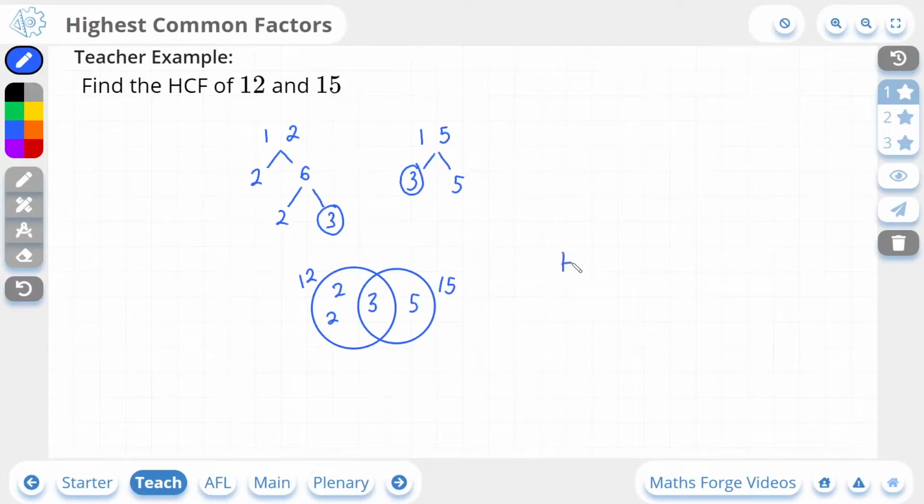And your highest common factor can be obtained from the Venn diagram by multiplying all of the numbers in the central region. And in this case, we only have 3. So the highest common factor is 3. There are no other numbers to multiply it by. And if we check our answer, there we go. The highest common factor of 12 and 15 is 3.